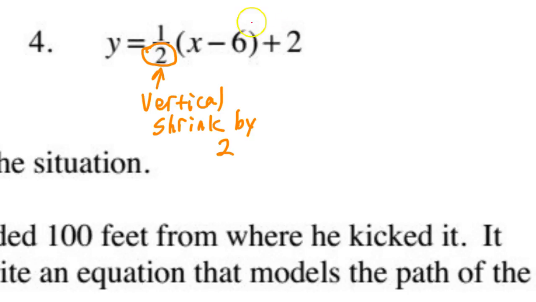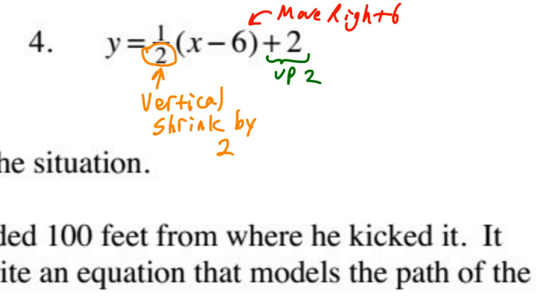Right here, this -6 means that we're going to move to the right 6 units, and then this +2 right here means that we move up 2. So we start right here in the center. We move to the right 6, so 1, 2, 3, 4, 5, 6, and then up 2, 1, 2. I'm going to put a little dot right there.